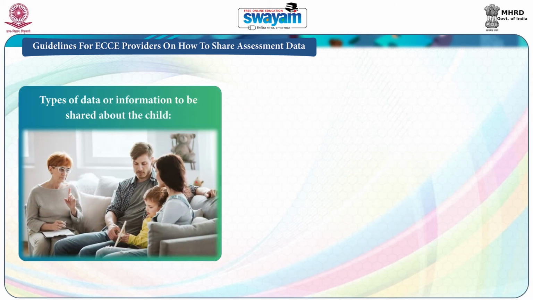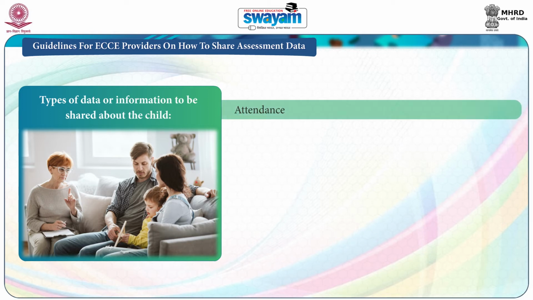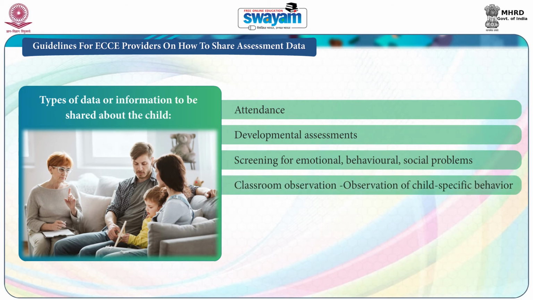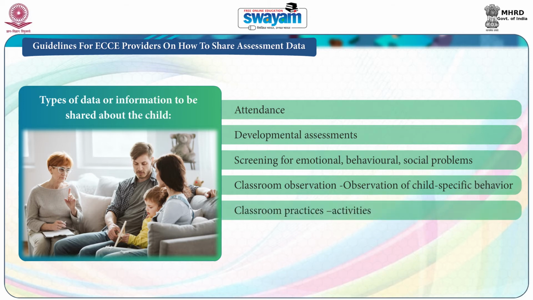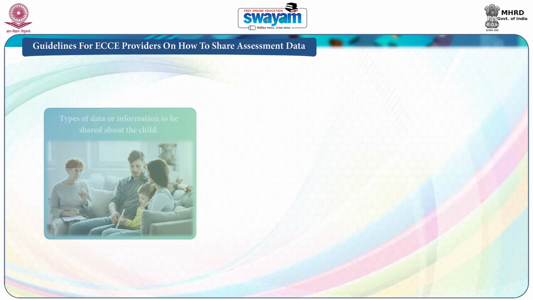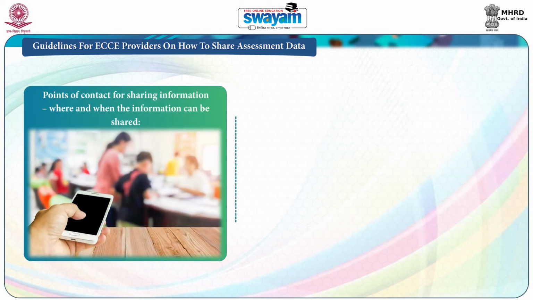The types of data or information to be shared about the child are attendance, developmental assessments, screening for emotional, behavioral, social problems, classroom observation, that is observation of child-specific behavior, classroom practices, that are the day-to-day activities in the classroom, indicators of program quality, that is how the quality is measured. The next one is points of contact for sharing information, that is where and when the information can be shared.